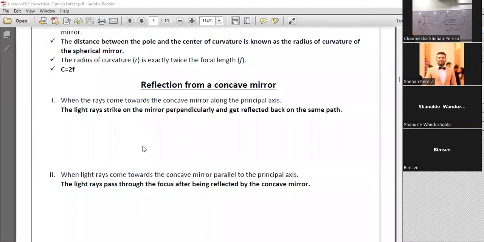Sir, the next heading. Reflection from a concave mirror. When the rays come towards the concave mirror along the principal axis, the light ray strikes the mirror perpendicularly and gets reflected back on the same path.